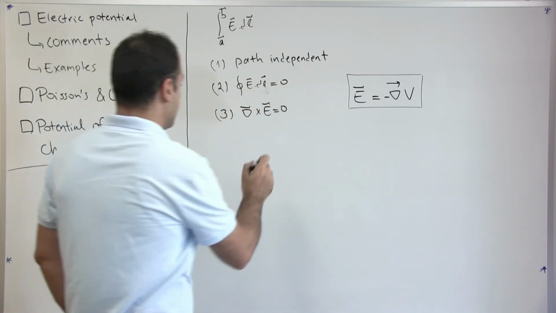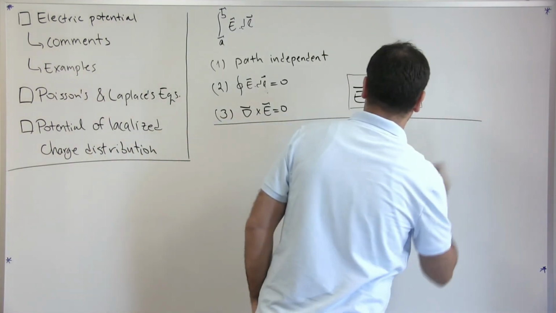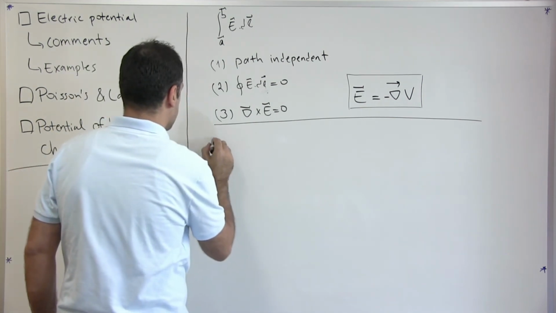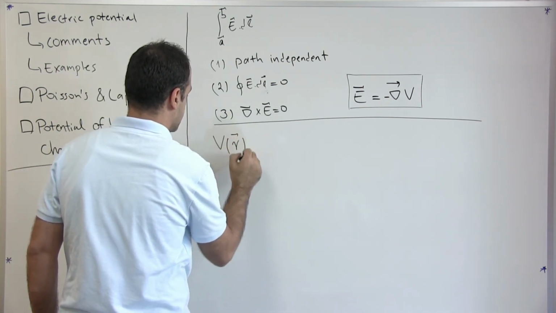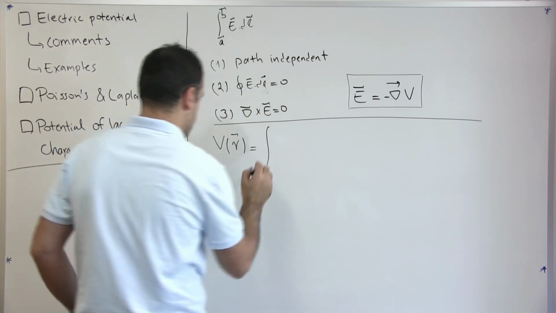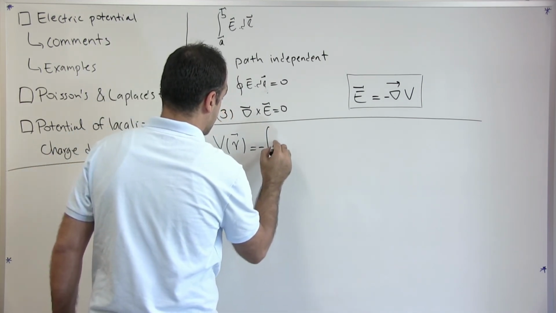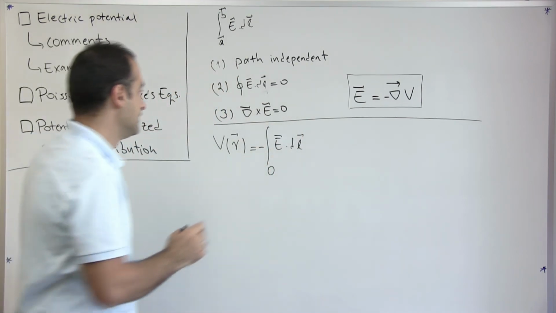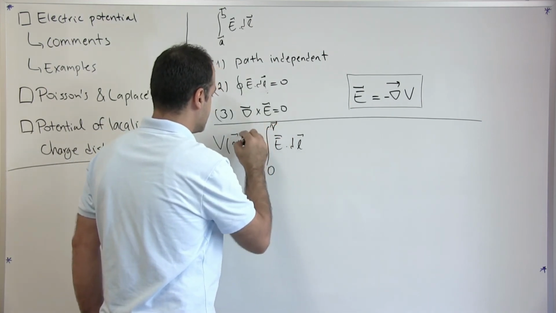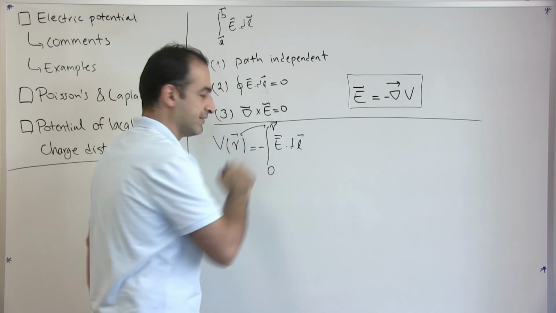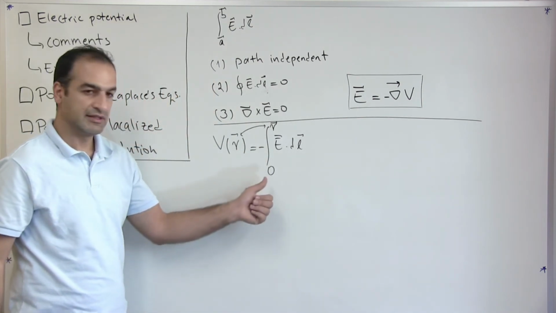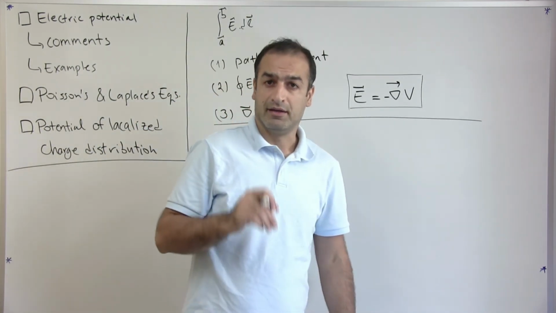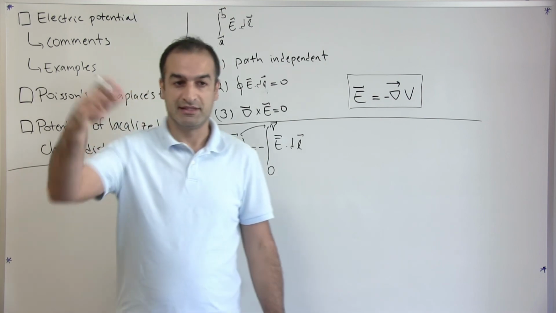We then define the integral form of the electric potential based on this. V at any point r is defined as the negative of the integral of E dot dl, starting from a chosen origin to the point where we are. So the position is the end limit of the integral, and the beginning limit is an origin. We are free to choose whatever origin we want. Most of the time, this origin is at infinity.